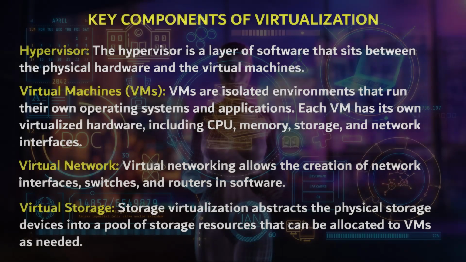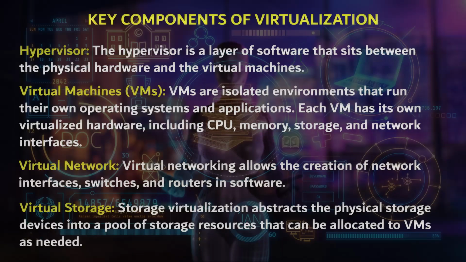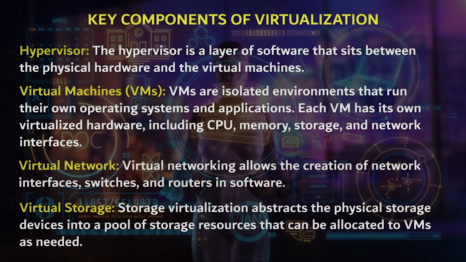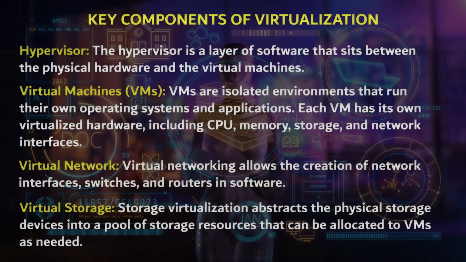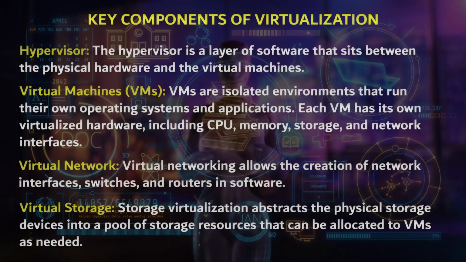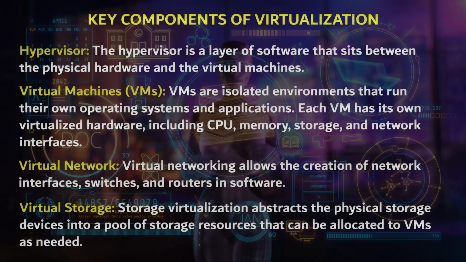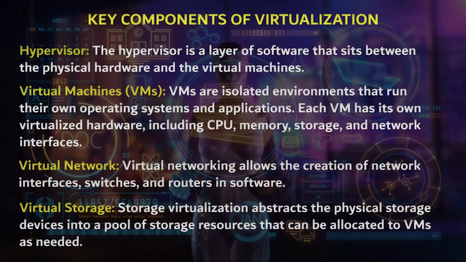Key components of virtualization. Hypervisor. The hypervisor is a layer of software that sits between the physical hardware and the virtual machines. Virtual machines, VMs. VMs are isolated environments that run their own operating systems and applications. Each VM has its own virtualized hardware, including CPU, memory, storage, and network interfaces.